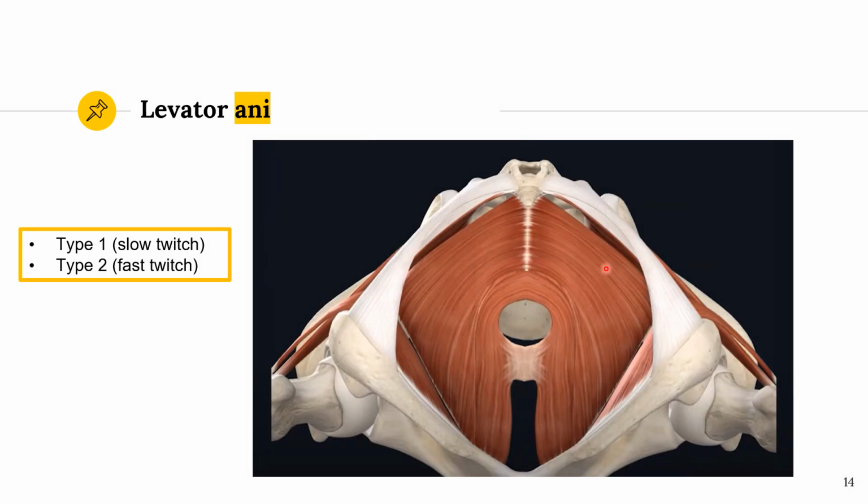This is the inferior view where we can appreciate the puborectalis better. We can see from here that puborectalis forms part of the perineal body.